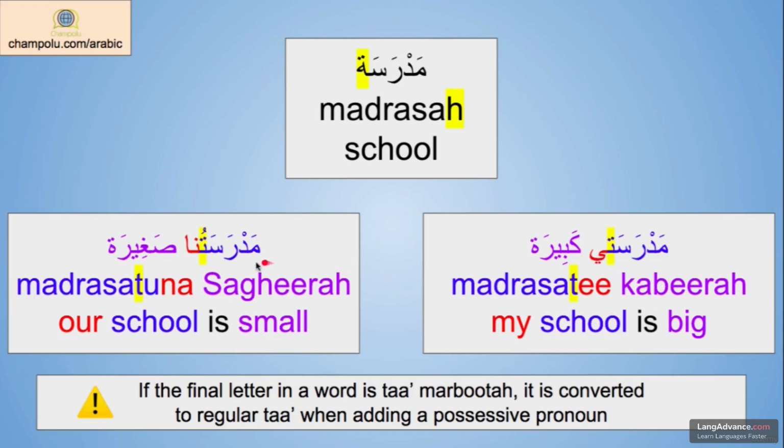And same when you want to say our. So our school is madrasatuna. Madrasatuna. So we say our school is small. Madrasatuna صغيرة.